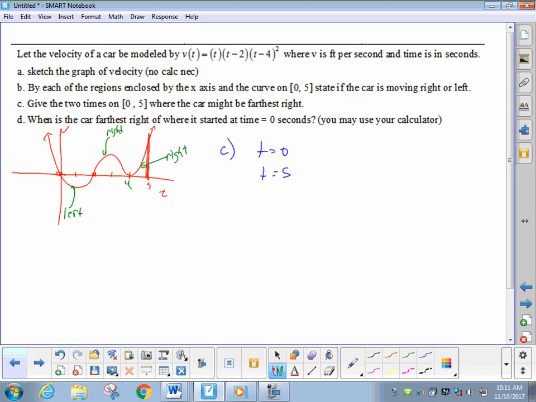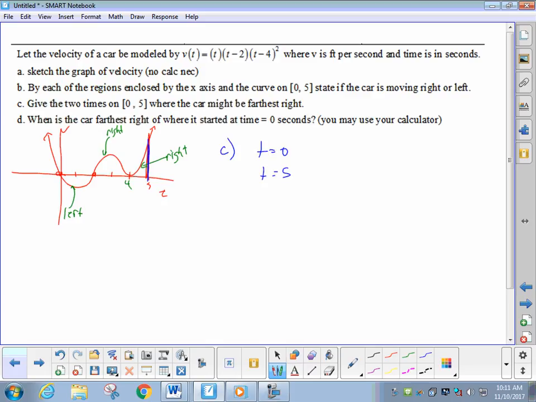Now, time equals 5 makes a whole lot of sense to me. It might be farthest right there because it was moving right up to that point and up to 4 and then kept moving right. So it's very logical to me that it might be farthest right at time 5 because that's the end of a rightward movement. Why time 0? Yeah, think about where at time 0 it's here, and from there it moved left.